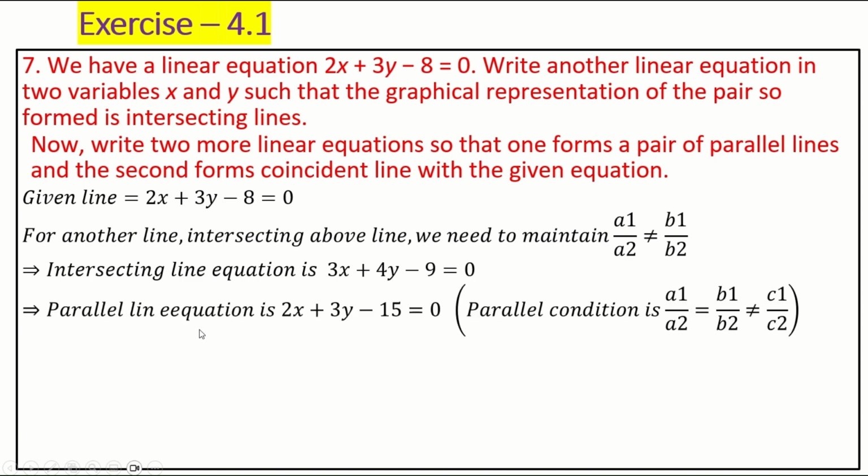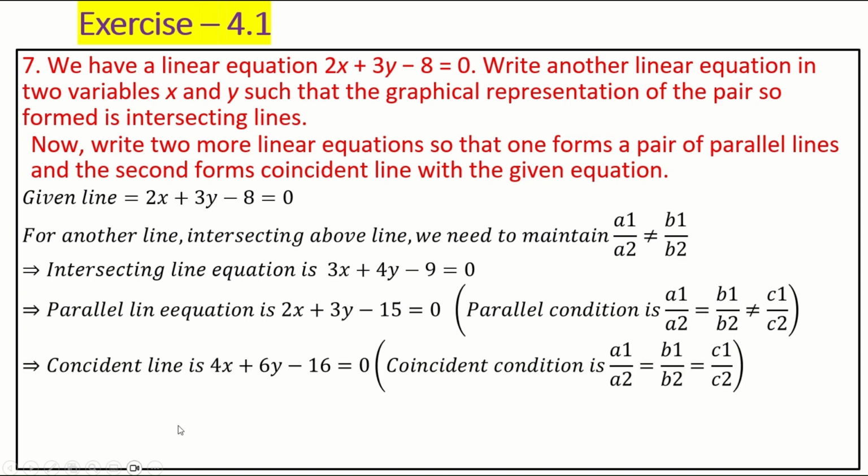For a parallel line, this is the condition, so you follow the conditions. You write the same thing and just differ in the constant term. 2x + 3y - 8; I change the constant term to -15. For a coincident line, you just multiply the given equation with some number. So I multiplied with 2 and I get 4x + 6y - 16 = 0. So this is how you can form the new equations for the given condition.